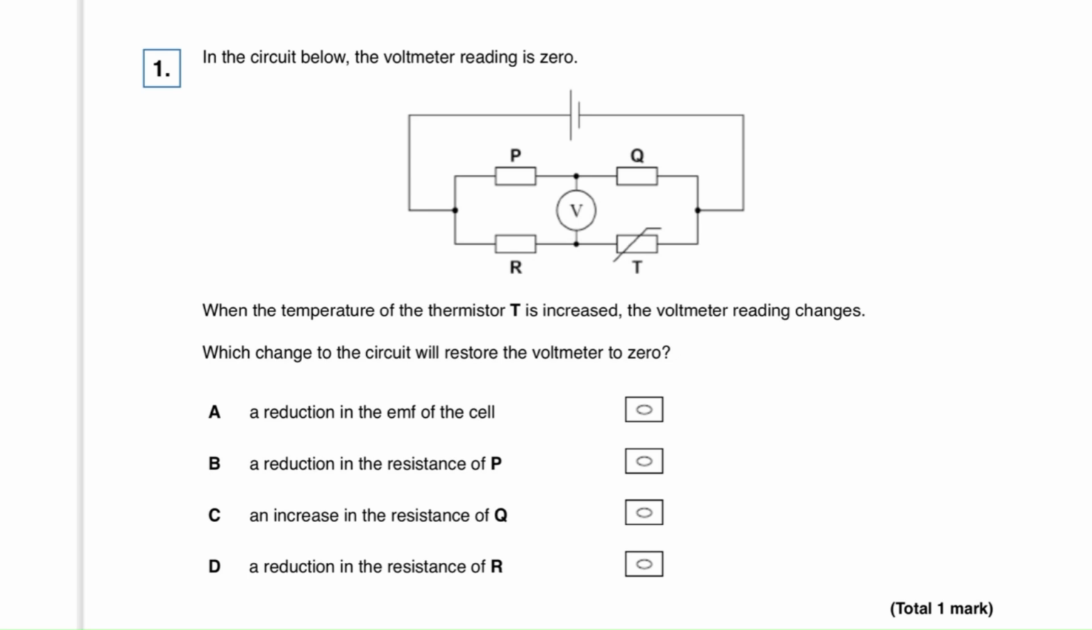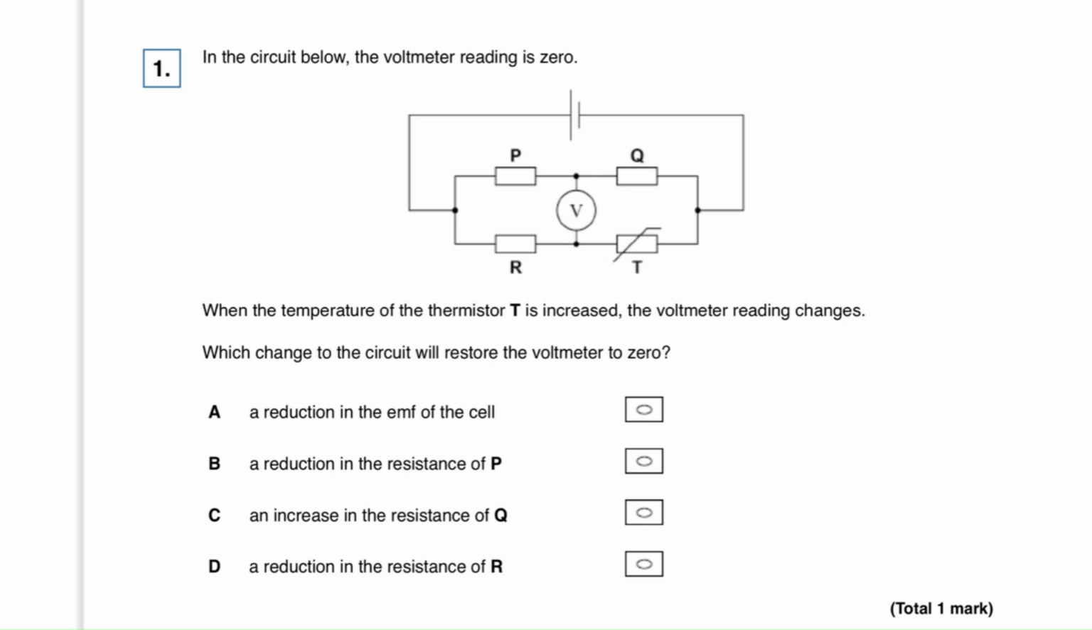So here's another question. In the circuit below, the voltmeter reading is 0. When the temperature of the thermistor T is increased, the voltmeter reading changes. Which change in the circuit will restore the voltmeter to 0? Is it A, a reduction in the EMF of the cell, B, a reduction in the resistance of P, C, an increase in resistance Q, or D, a reduction in the resistance of R?